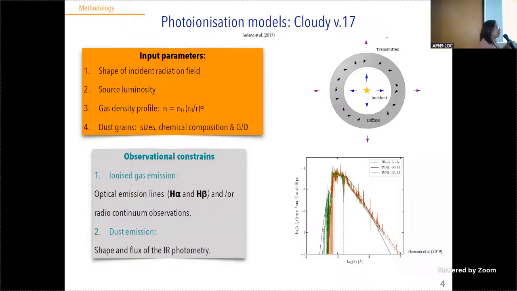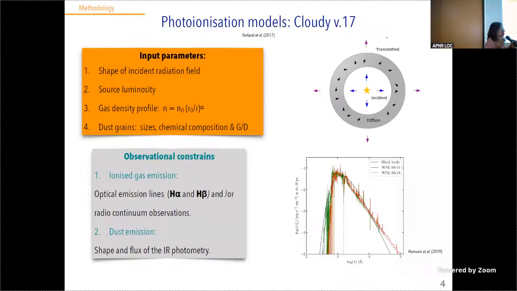but also we need the luminosity of the star, and the information of the nebular material, such as the gas distribution, and the information of the dust grains, such as the grain size, chemical composition, and the amount relative to the gas. In these objects, we use as observational constraints for the ionized gas emission the optical emission lines such as H alpha and H beta. And also, if we have the radio continuum observation available, we assume that we have free-free emission at these frequencies.